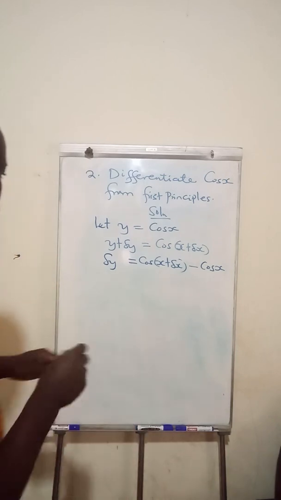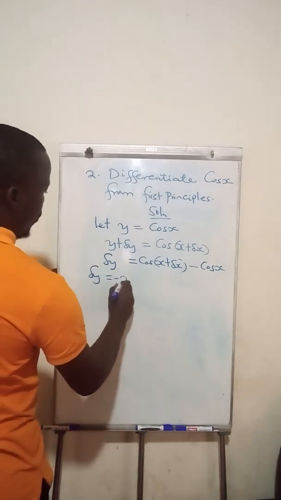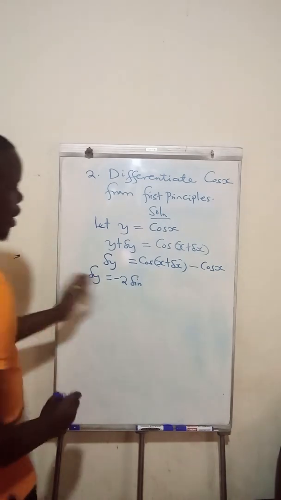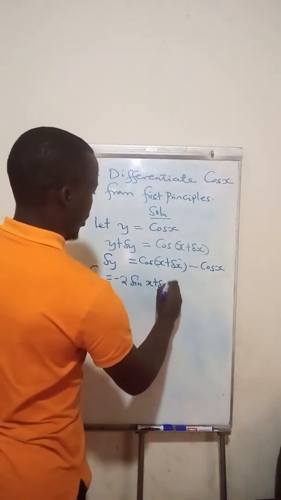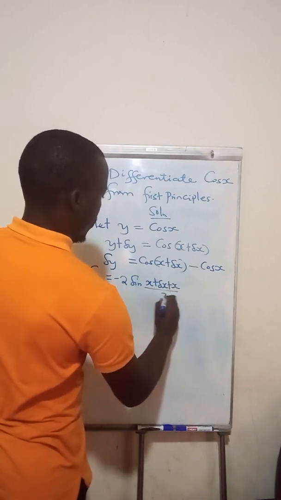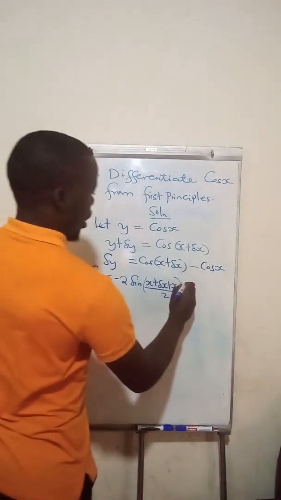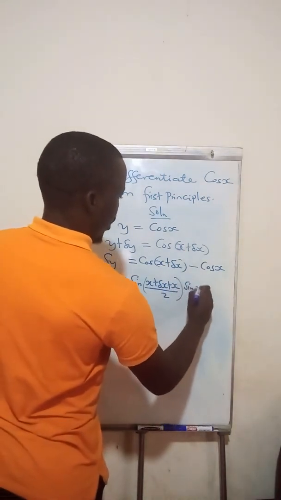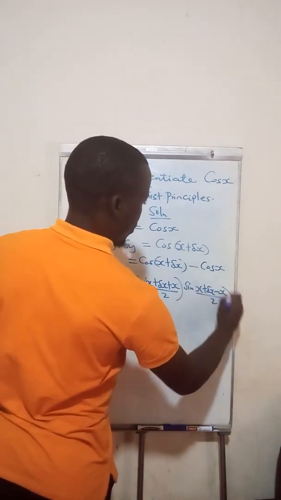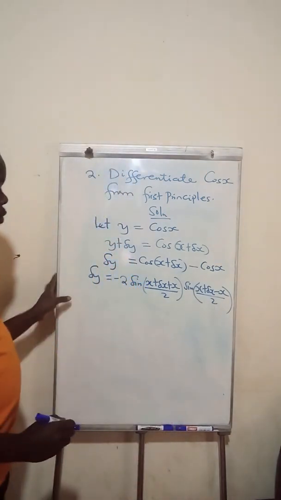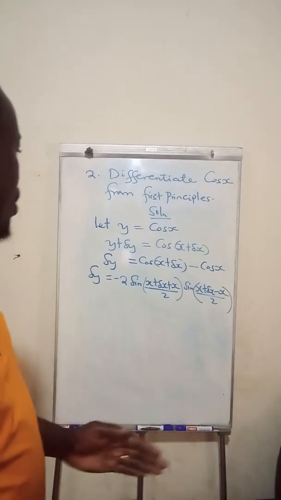So I will say delta y is now going to be negative 2 sine. I added these angles together, x plus delta x plus x, divided by 2. Then I subtract, sine of x plus delta x minus x, divided by 2. So that is what I will have for that first case. I have applied what we call the factor formula.